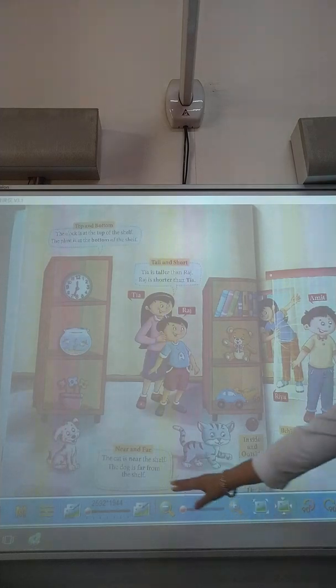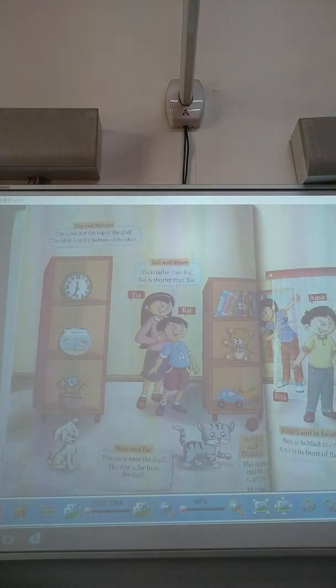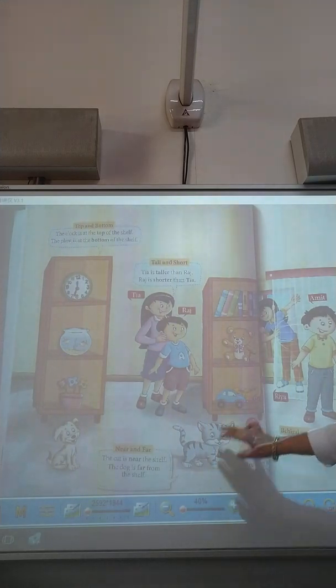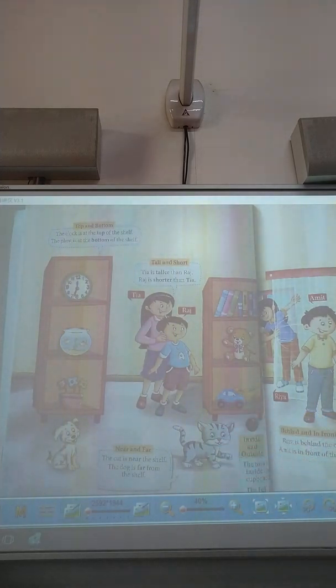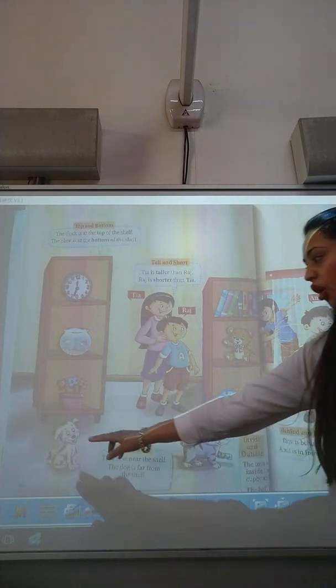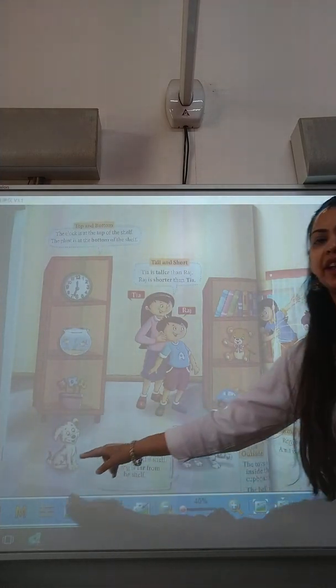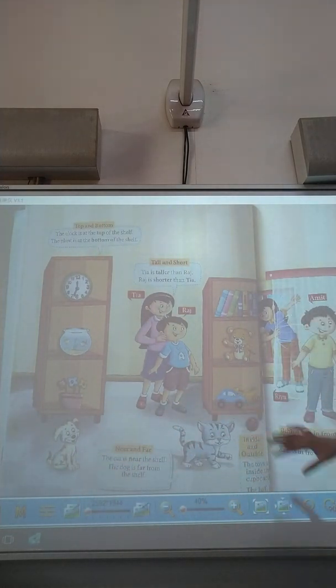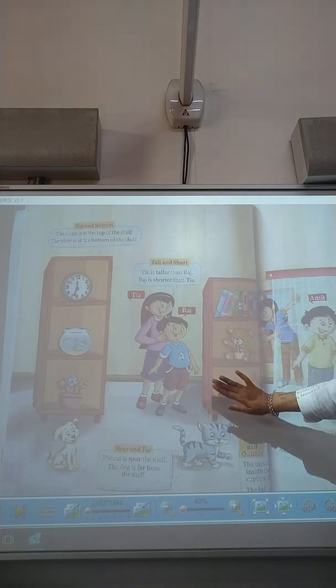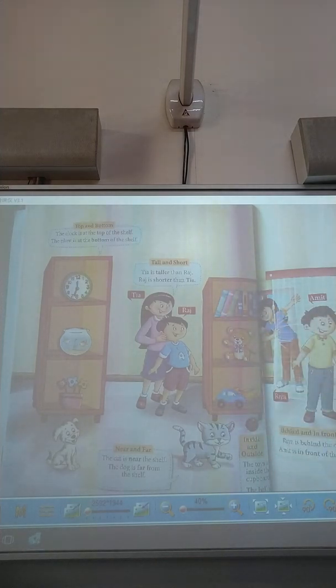Now, coming to the next one, near and far. What all can you say? The cat is near to the shelf, but the dog is far away from the shelf. We are talking about this shelf. हम इस वाली shelf की बात कर रहे हैं.